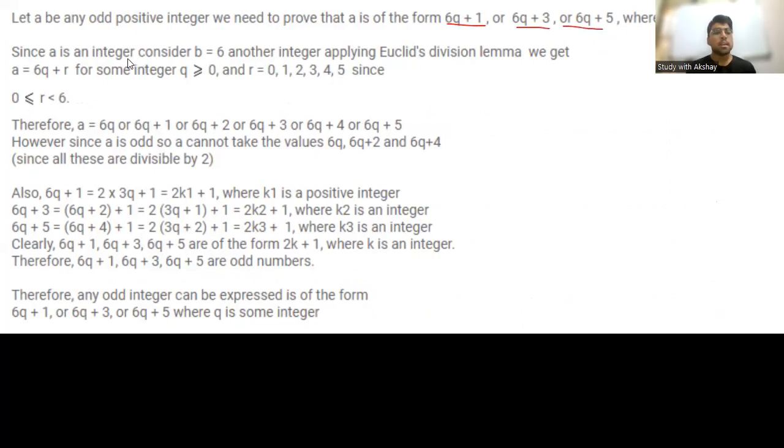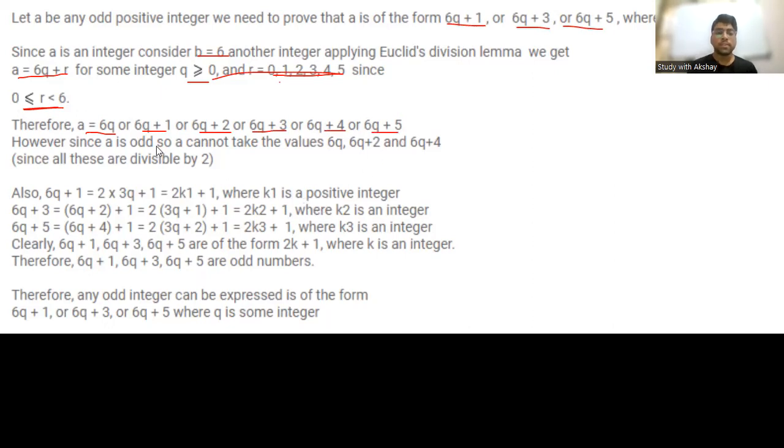Since a is an integer, consider b to be 6 as another integer so that Euclid's division lemma can be applied. So later on, you get it to the standard form, where q is greater than 0 and r lies between 0 and less than b, right? So 0 to 5 it is. Therefore, when r is 0, a will be 6q. When r is 1, a will be 6q plus 1. When r is 2, a will be 6q plus 2. When r is 3, a will be 6q plus 3, and so on, up to 6q plus 5.